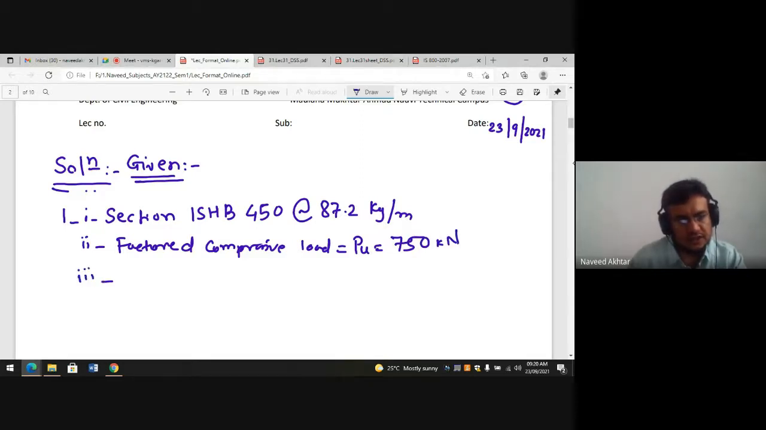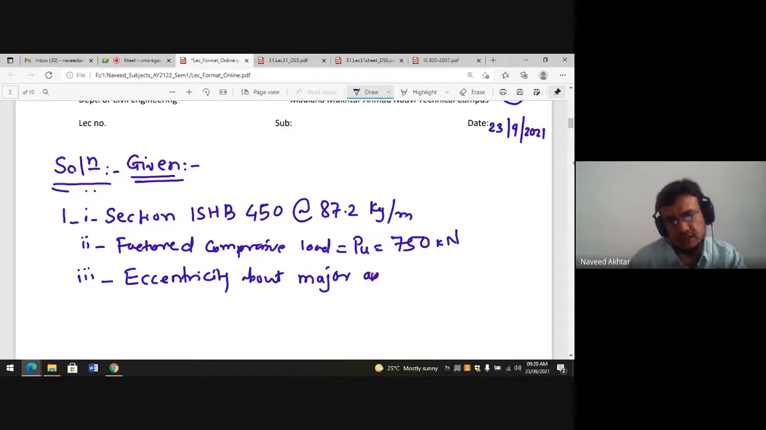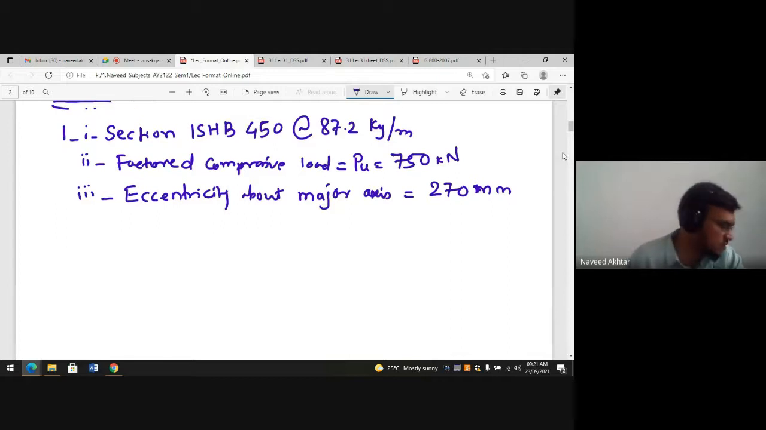Also, the eccentricity about the major axis is given, that is 270 mm. The major axis is generally denoted as the Z axis, so I will write this as ez.